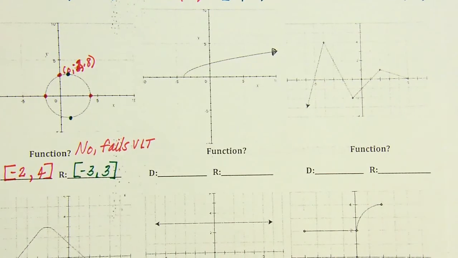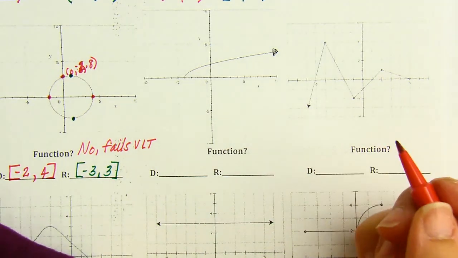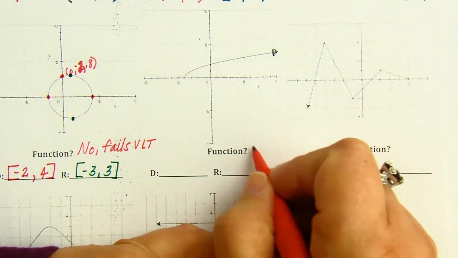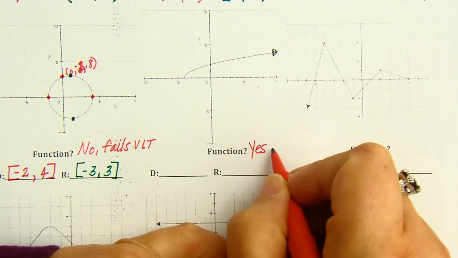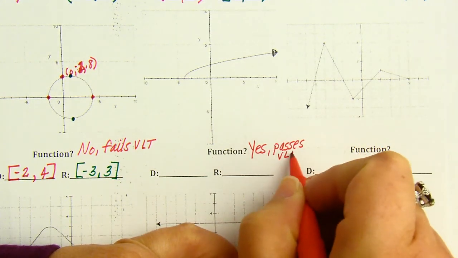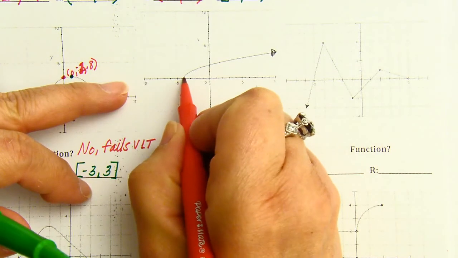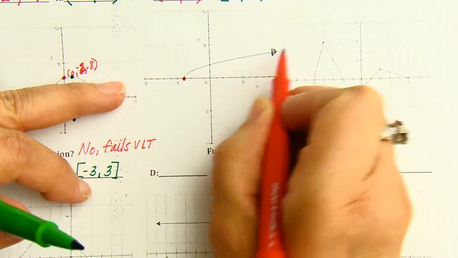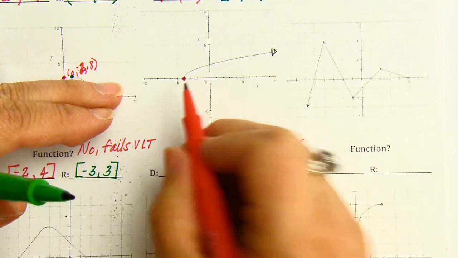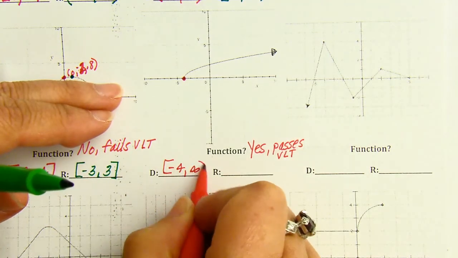Okay, the next graph. I do have a definitive starting point. So first of all, we're going to ask ourselves, is this a function? And we say, yes, it passes the vertical line test. Now for our domain are the x values. So I've got this point, and then look, I'm going to positive infinity. So I'm starting at negative 4, and I'm going to positive infinity.